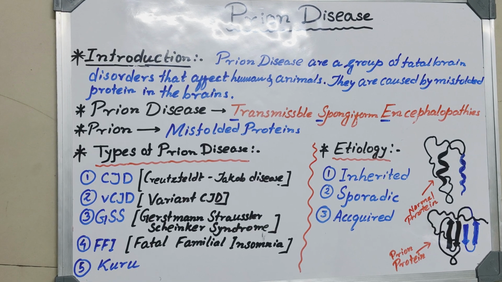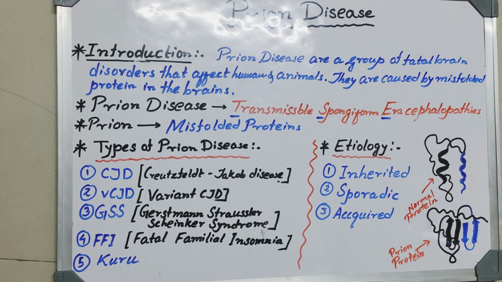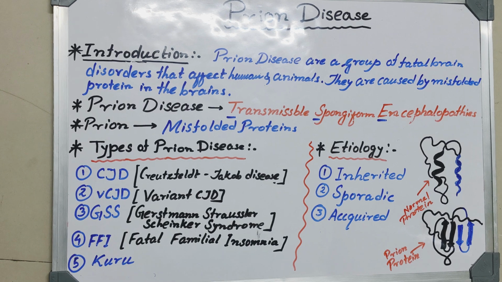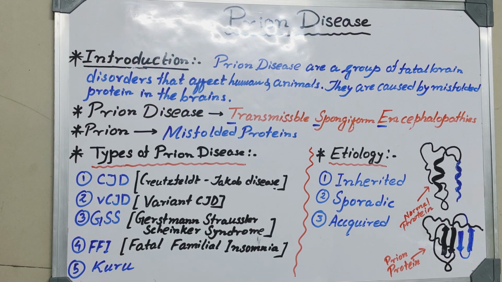Unlike most diseases, they don't carry genetic material, yet they can turn healthy proteins into harmful ones, spreading like a wildfire through the brain. So, what are prions? Prions are misfolded proteins.